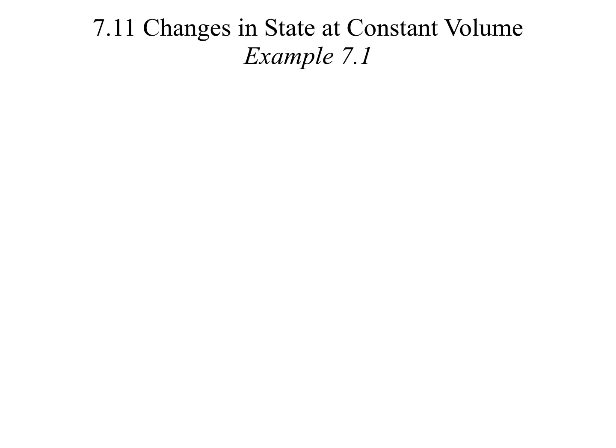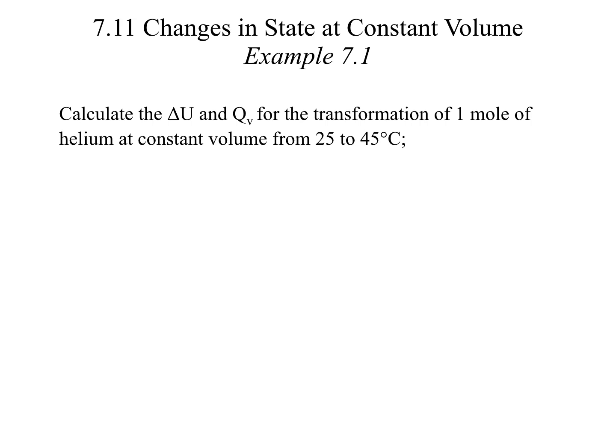Hi, this is the worked out examples for Module 2. 7.11 is a problem set from the book Castellan. Changes in state at constant volume, example 7.1.